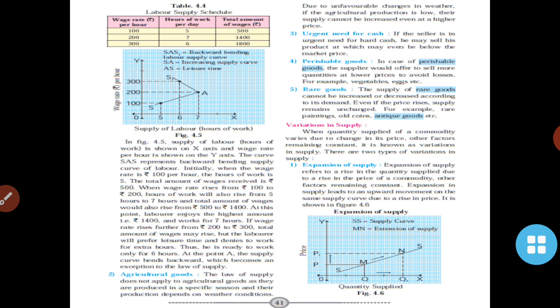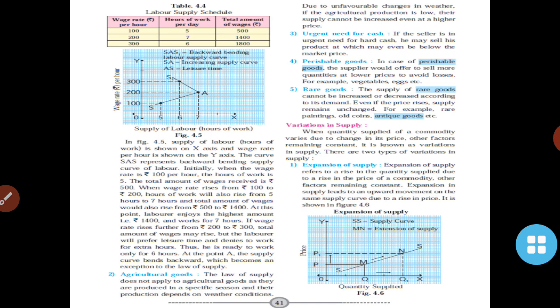Now the next point is about variations of supply. What are the variations of supply? We can say when the quantity supplied of the commodity varies due to changes in its price, other factors remaining constant, it is known as a variation in supply. There are two types of variation in supply.